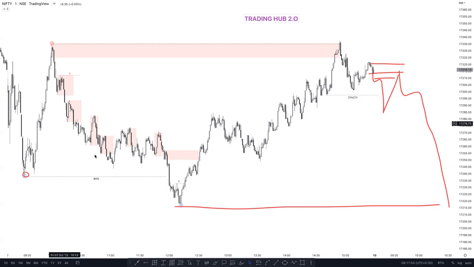So this portion is clear to you? Yeah, it's clear, but only one question. Only if it touches the POI and then it reverts back, only then is it called CHOCH, right? Mm-hmm. Or else it is not CHOCH.